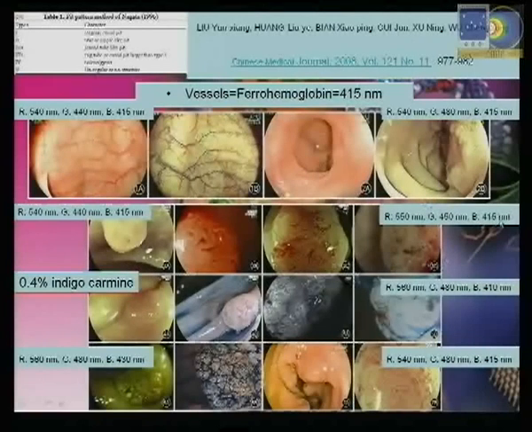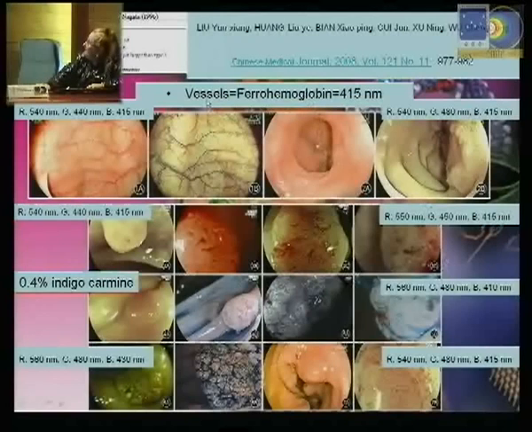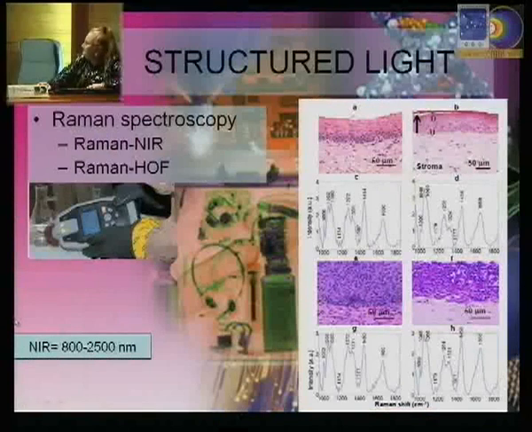Furthermore, plus changing the excitation color, you can see that the vessels and the hemoglobin are excited at the 450 nanometers wavelength, so this length mainly. So when you have a predominance of this length in the excitation light, what you get is vessels mainly. But plus this change in the wavelength, you can also stain from the outside, improving your visibility of the lesions with indigo carmine.